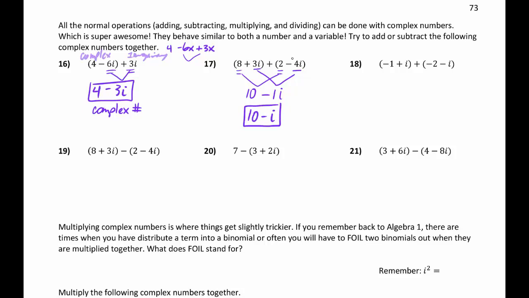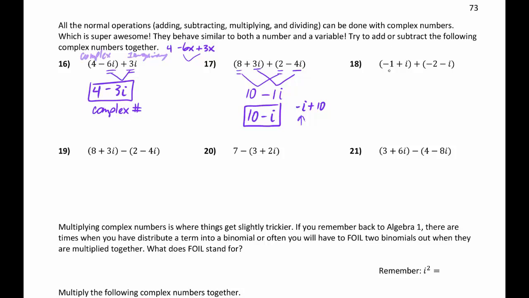Got to be careful if you're switching around the order though. This would be negative i in front plus 10. Typically, I don't write it with the imaginary part first, but some people write it that way just because that's what they look at first. Okay, just make sure the sign is going with it.